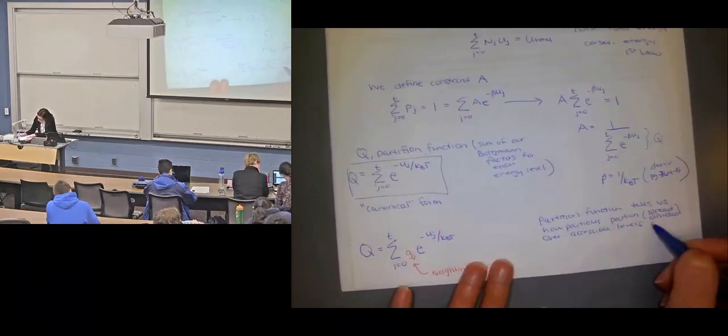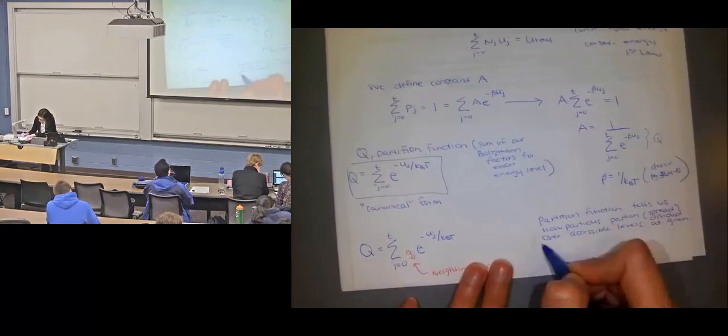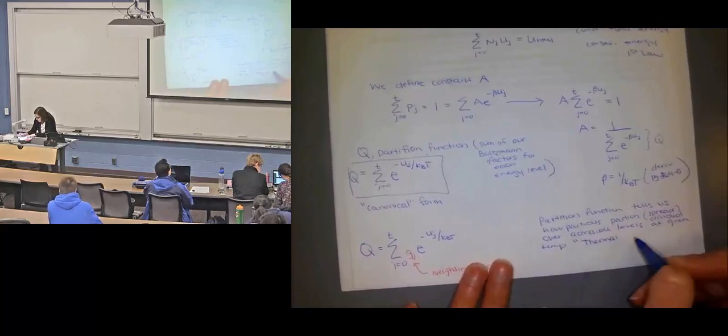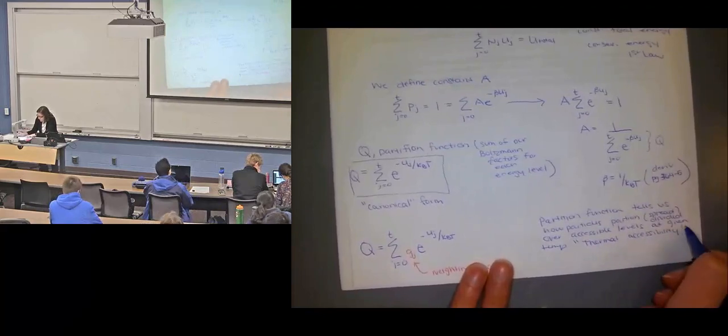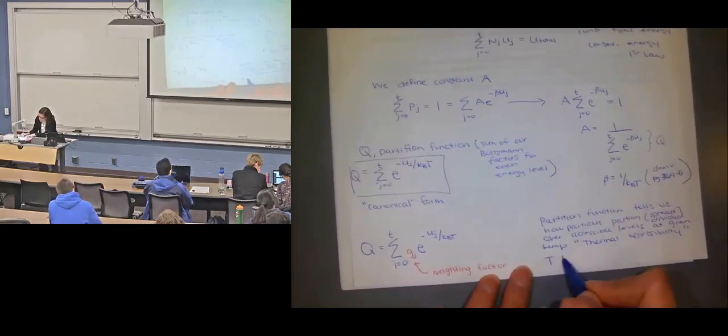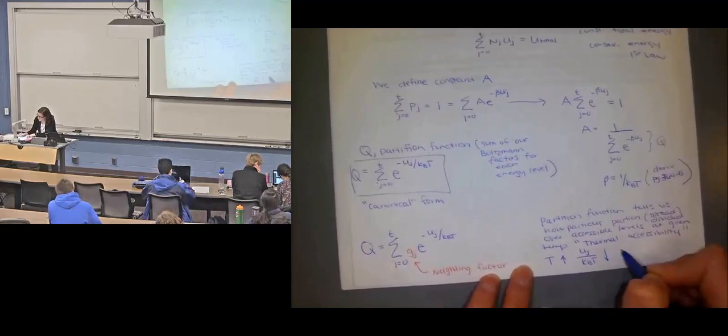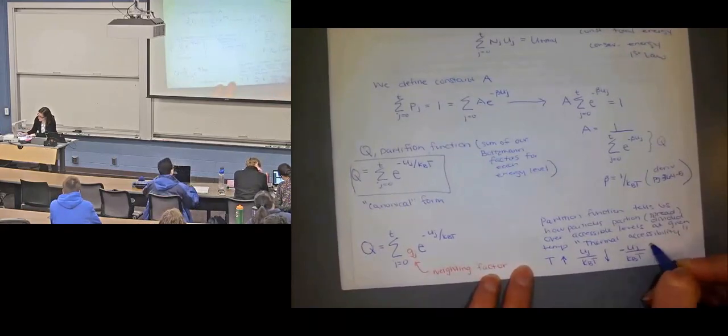These are how they are spread or divided over the accessible energy levels. At a given temp. Right? This is important, given temp. Another sort of way to think of this is thermal accessibility. So at a given temperature, how can things distribute? And I want to reiterate, as temp goes up, U sub j over Boltzmann times temp goes down, but negative U sub j over Boltzmann times temp goes up. Okay. And we'll leave it at that for today.